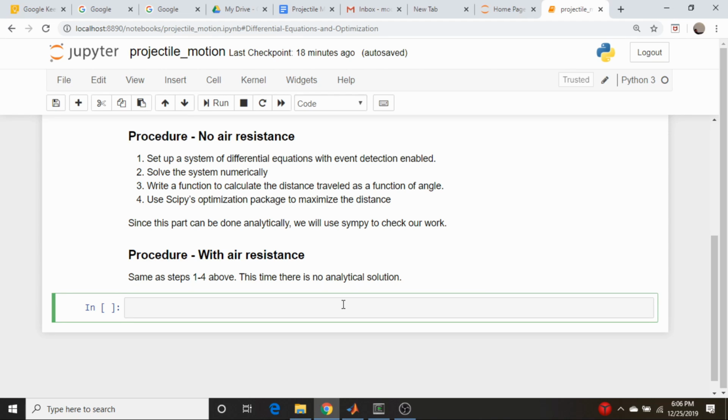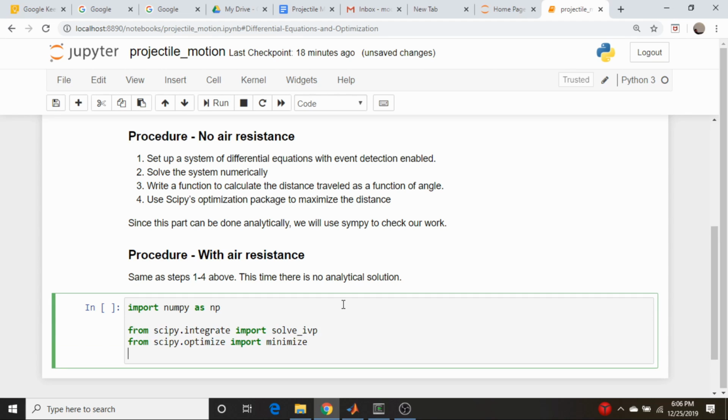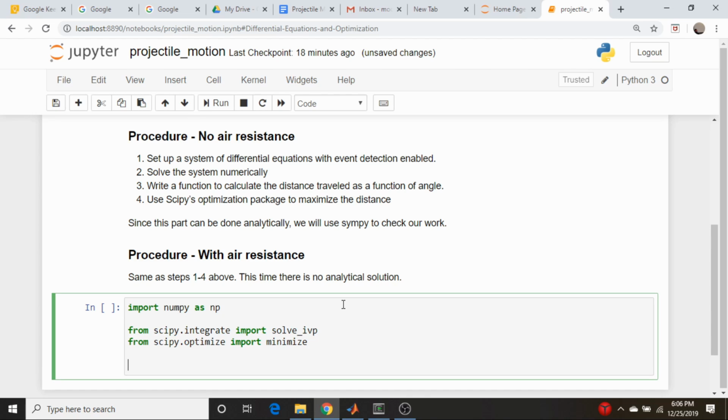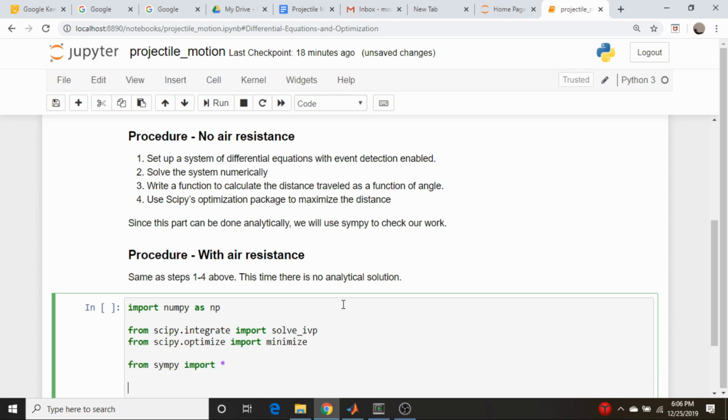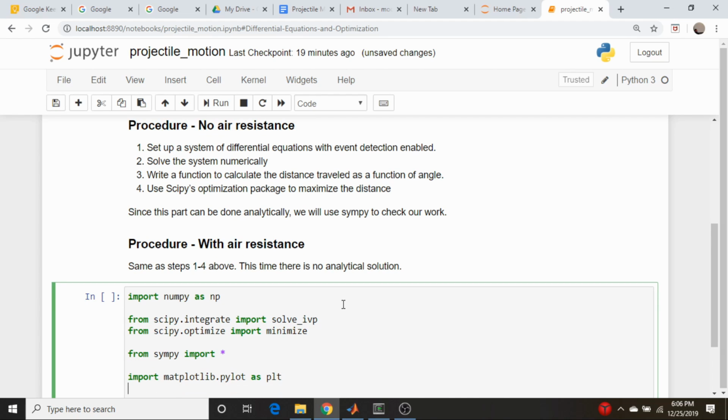So, as always, we are going to need to import numpy as np. We're going to need some SciPy libraries here, and we're going to need to import the Sympy libraries, so from Sympy import star, and we're going to need matplotlib as well. So import matplotlib.pyplot as plt, and then we're going to need to do the inline command.